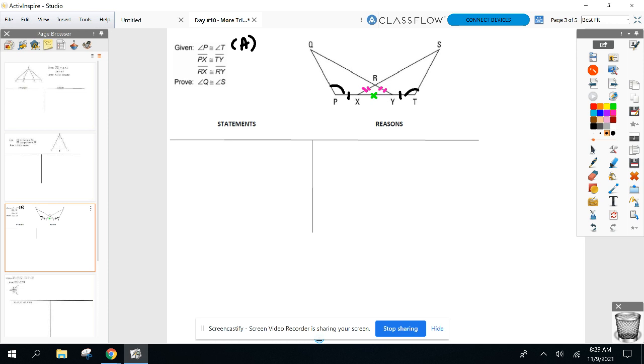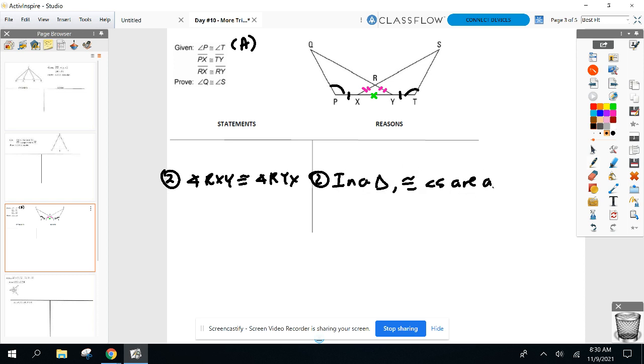There's the missing piece. What type of triangle now is RXY? What's across from congruent sides? Congruent angles. And that gives you another pair of angles, doesn't it? Angle RXY congruent to angle RYX in a triangle. Congruent angles are across from congruent sides.